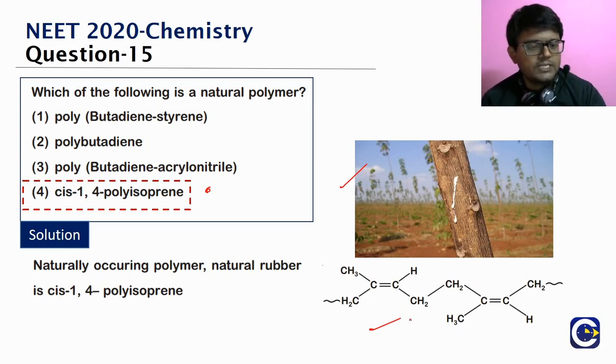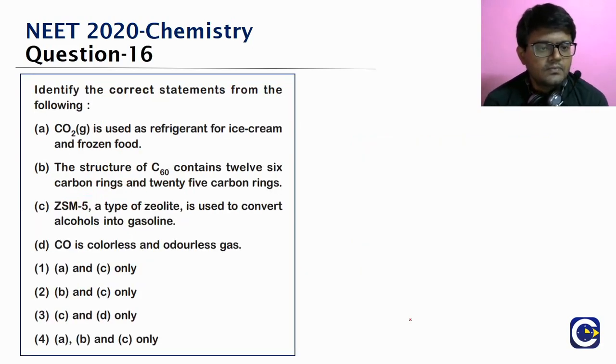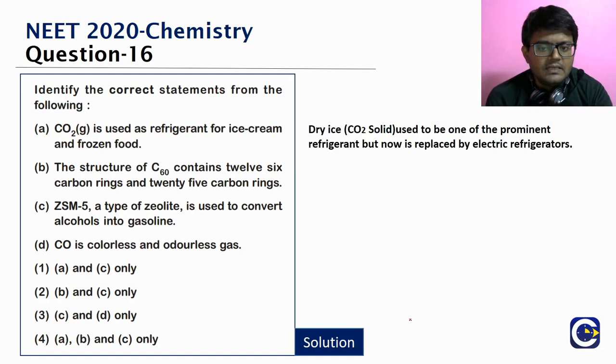Next, moving on to question number 16. Identify the correct statements from the following. For this kind of question we have to read through each and every statement, then only we will be able to answer it. What is statement A? CO2 gas is used as a refrigerant for ice cream and frozen food. Not CO2 gas. The dry ice, which is the CO2 solid, is the one that is used as a prominent refrigerant.